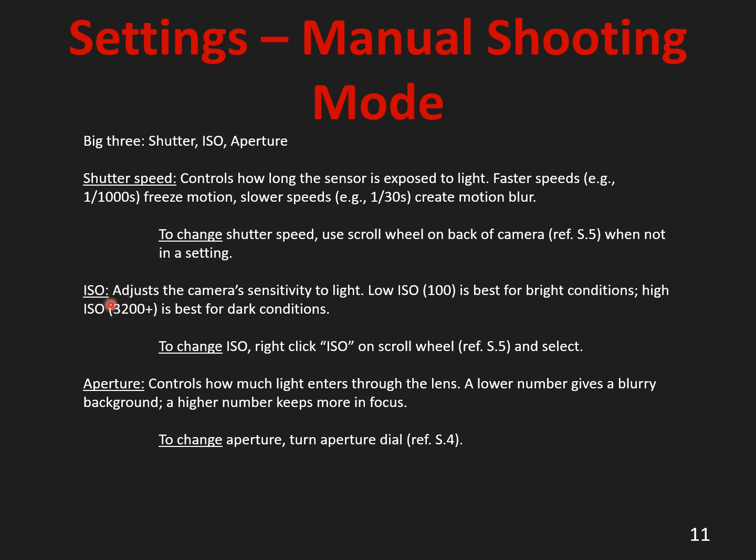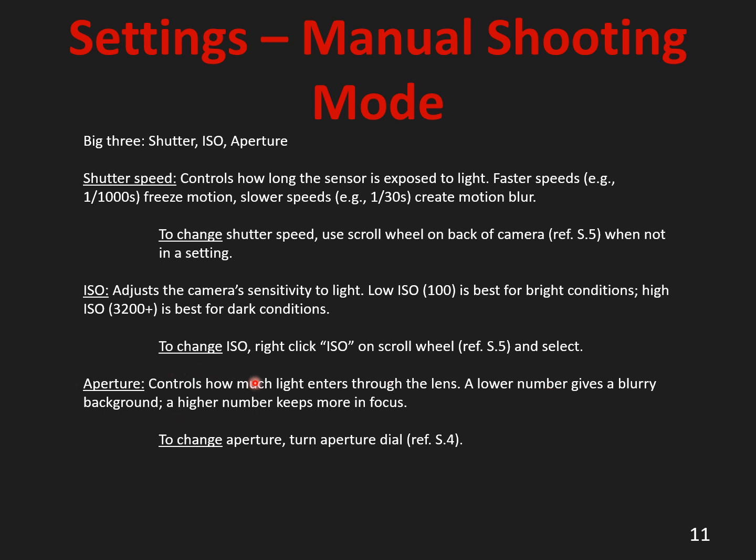The next one is ISO, and this adjusts the camera's sensitivity to light. So a low ISO is best for bright conditions, but a high ISO is best for dark conditions. And to change the ISO, you right click on ISO on the scroll wheel. If you don't know what the scroll wheel is, please reference slide 5 and select.